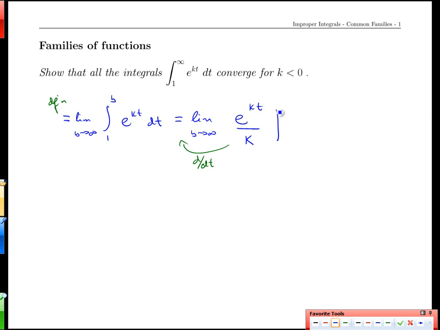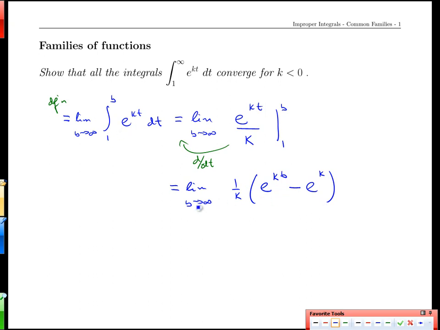It was a definite integral from 1 to b, so we're going to evaluate that at 1 and b. Keep copying the limit as b goes to infinity. 1 over k is out front of everything. Then we have e to the kb, since b is going in for the time value. We're doing a time integral, so b goes in for time, minus putting in 1 for time, e to the k. Okay, so now we have a simplified integral. The integral's gone, we now have the value.